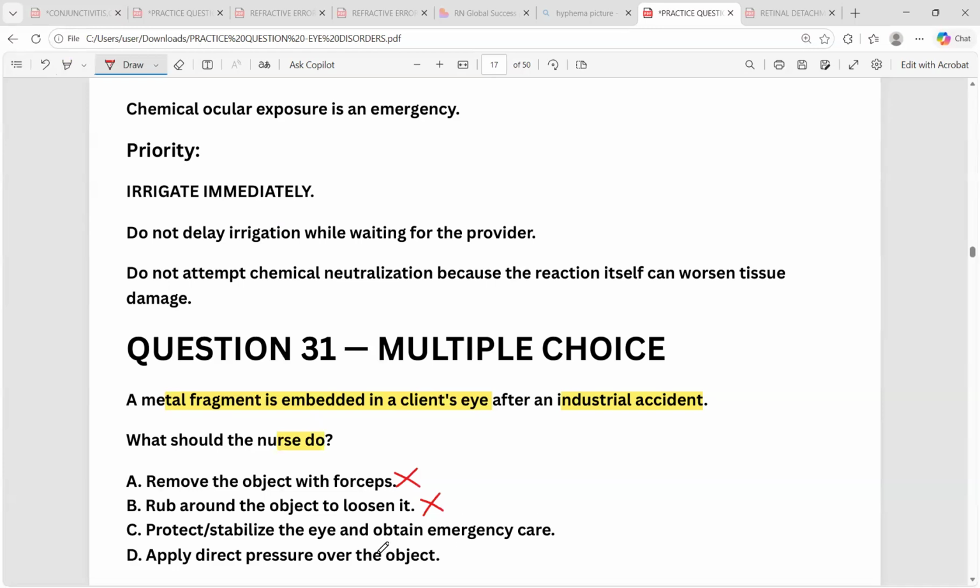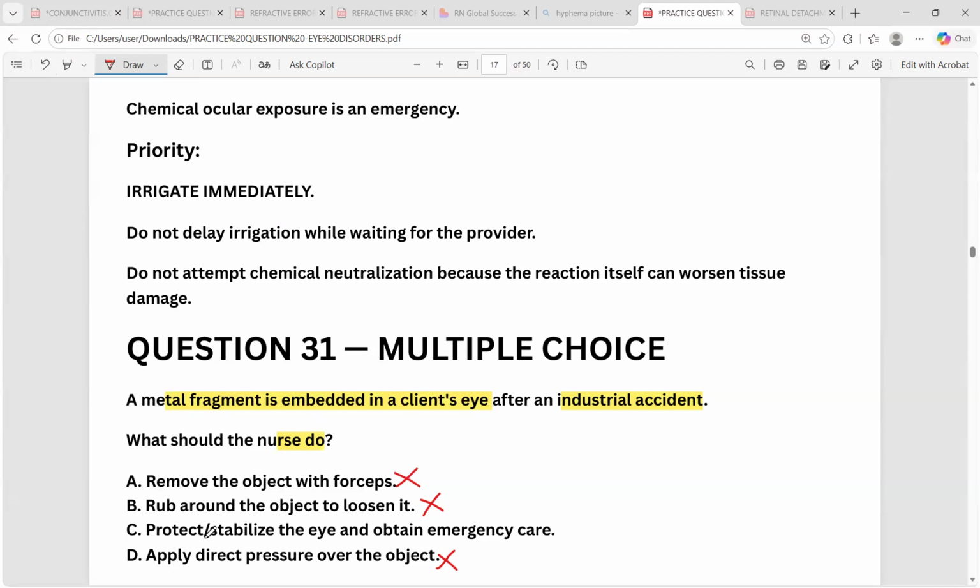And applying direct pressure over the object also makes it go deeper. The object may enter deeper, which will cause further complications. So we should not try to remove the object, either with the hand or with the forceps. We should also not rub the eye, and we should not apply direct pressure over the object, because it can worsen the injury into the deeper tissue.